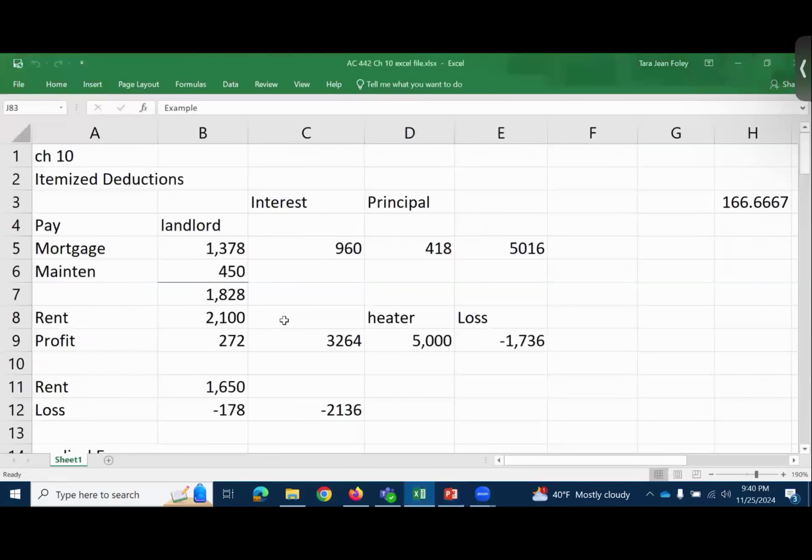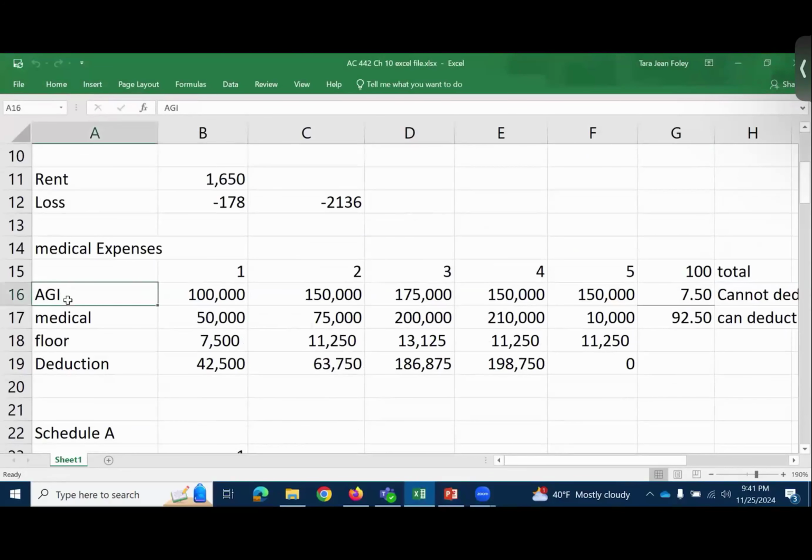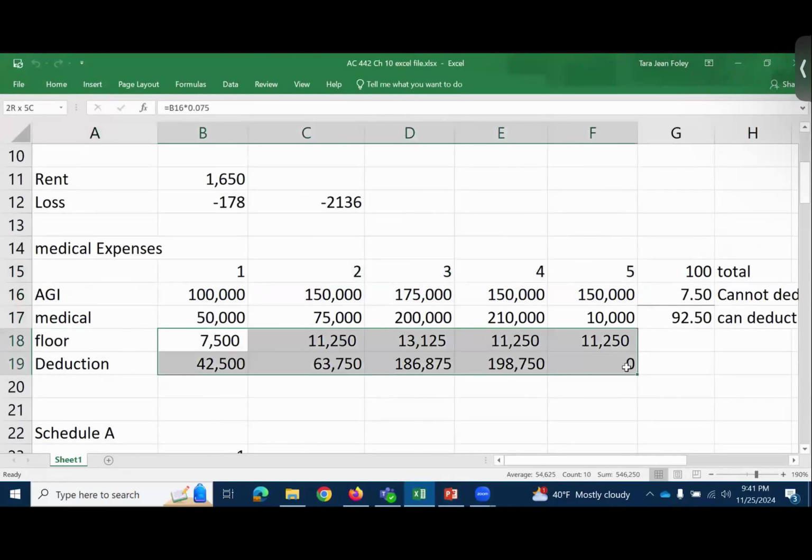So real quick, I wanted to go through my Excel file. Here I have some medical expenses. Here's my AGI, 1, 2, 3, 4, and 5. Then here's what my medical is. I want you to erase these, and then go back in and calculate them. Here's your formula, 100,000 times the 7.5%. And then I want you to tell me what the deduction is. You should save this sheet as a second one and go through it to show what the floor and the deduction is.